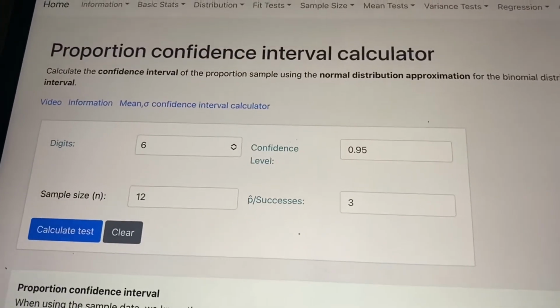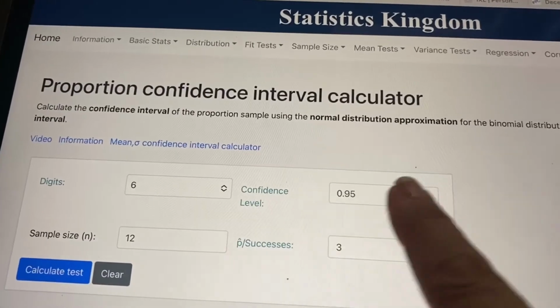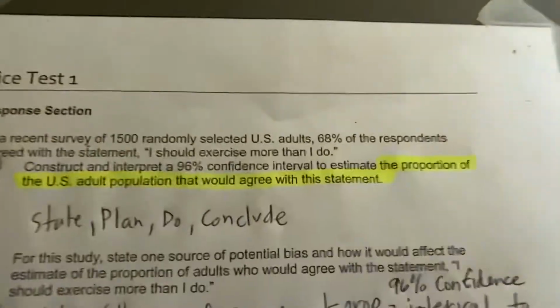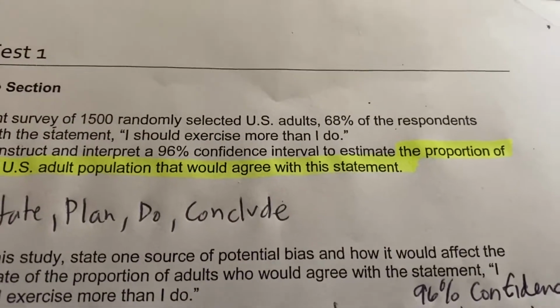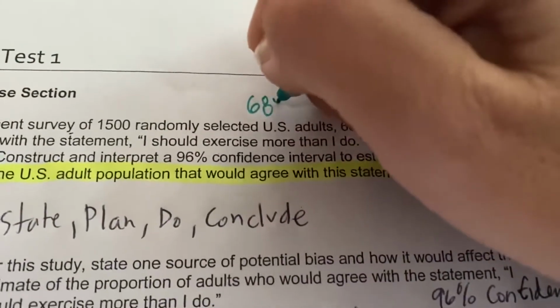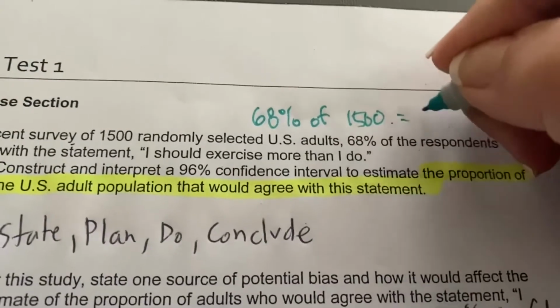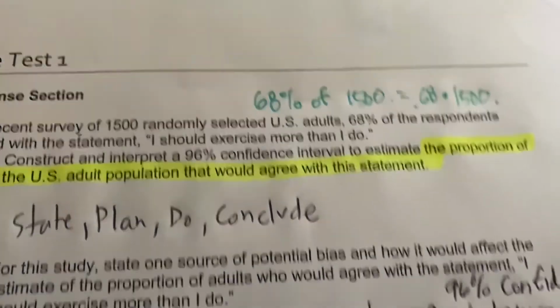So this is a little tricky. They're making me do a little bit of math here. I don't know how many people said yes. So looking back at my problem, if I think about this for a minute, I only know 68%. So what is 68% of 1,500? And "of" just means multiply. So we multiply this, right?